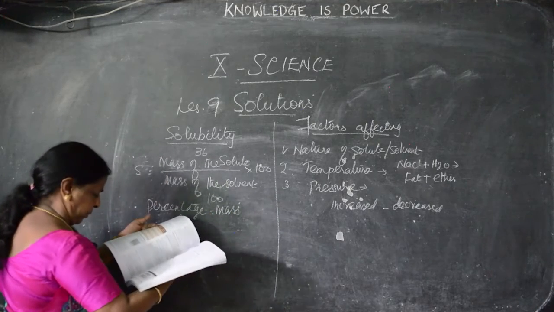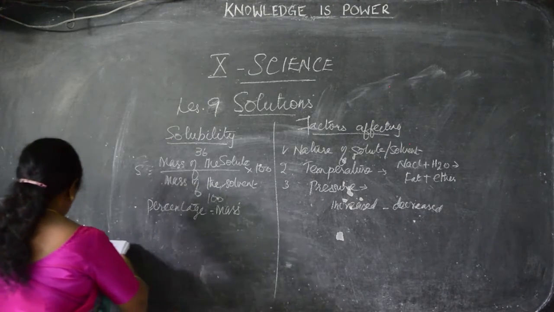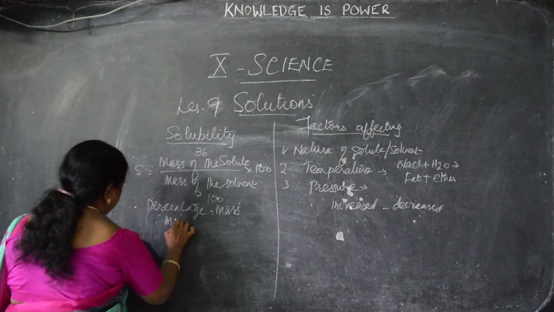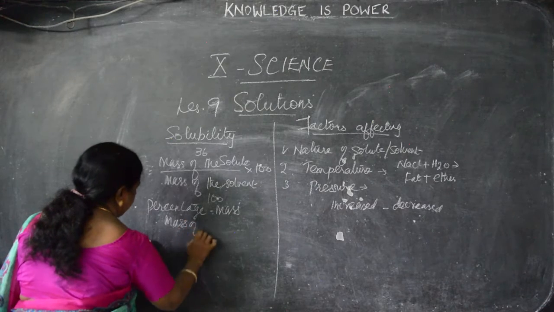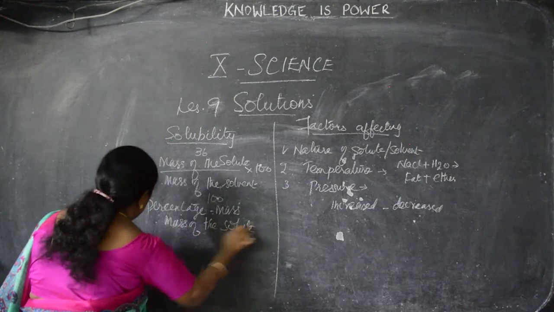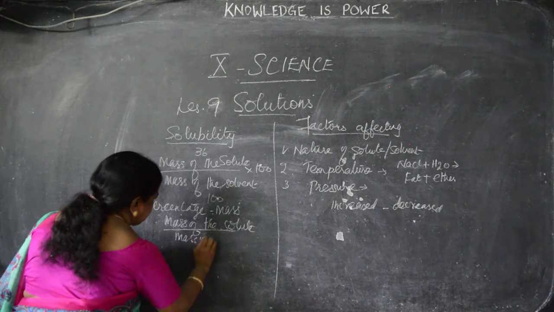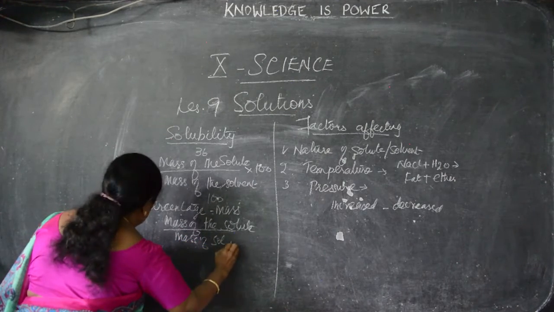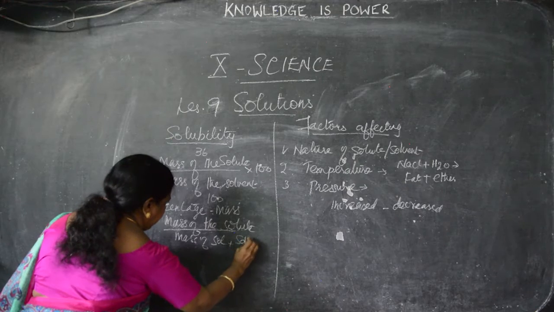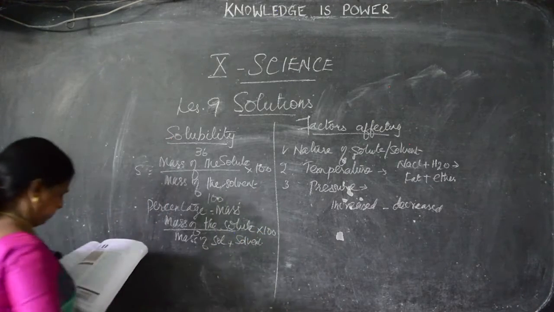Mass, we have to find out the mass of the solute, mass of solute plus solvent, into 100. We will do one calculation. Clear?